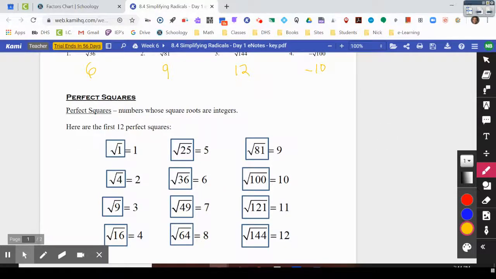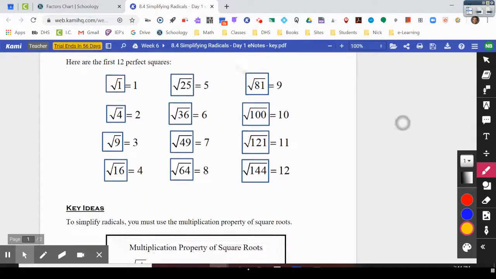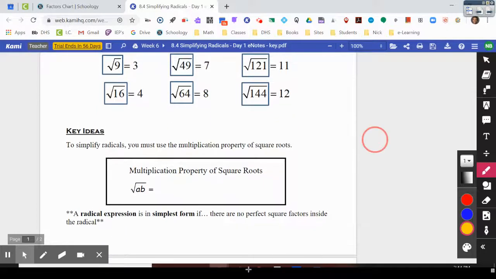And those perfect square numbers are the ones that are in the boxes, or the squares. So these are the important numbers that we need to find when we're simplifying radicals here. These numbers that are boxed up are the important numbers that we need to find. We need to break down numbers into products of perfect squares and non-perfect squares. And here are the 2 key ideas with simplifying radicals.